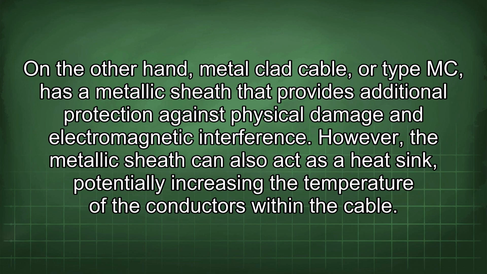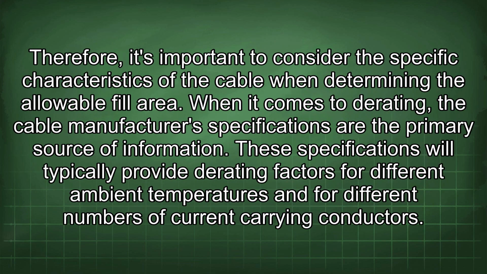On the other hand, metal clad cable, or Type MC, has a metallic sheath that provides additional protection against physical damage and electromagnetic interference. However, the metallic sheath can also act as a heat sink, potentially increasing the temperature of the conductors within the cable. Therefore, it's important to consider the specific characteristics of the cable when determining the allowable fill area.